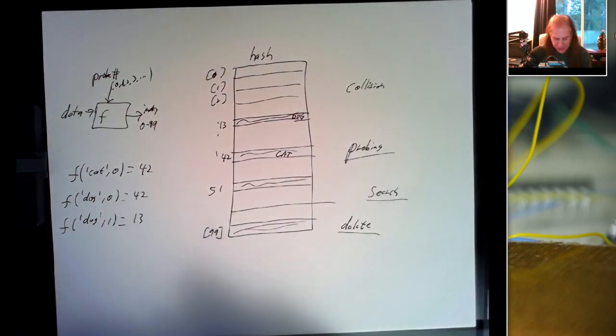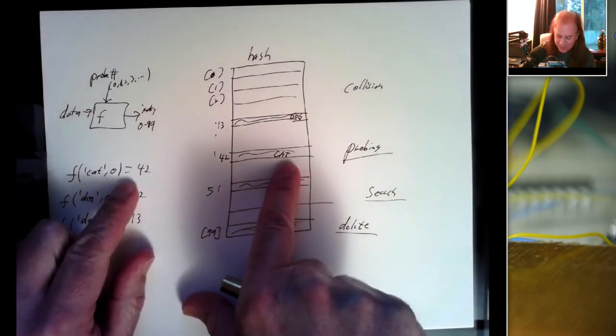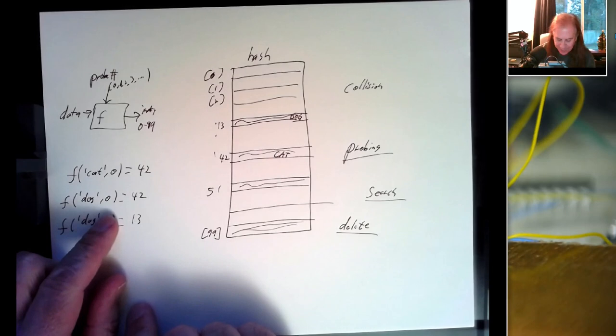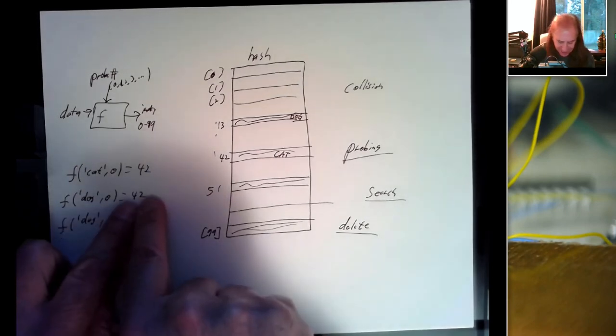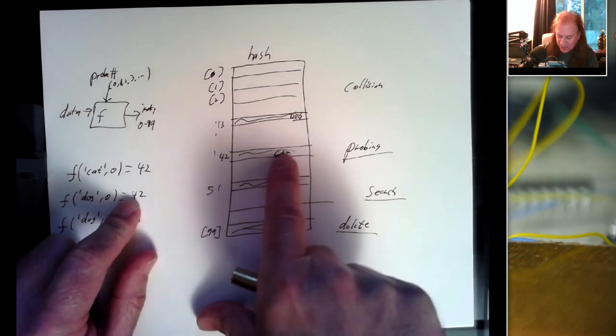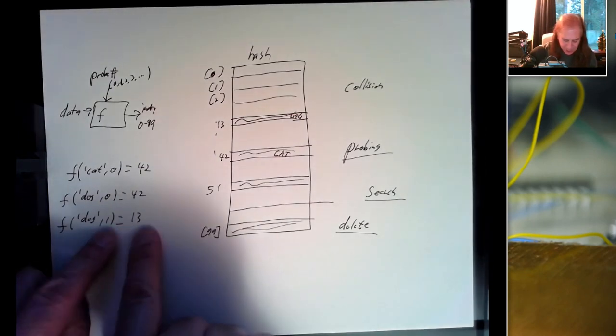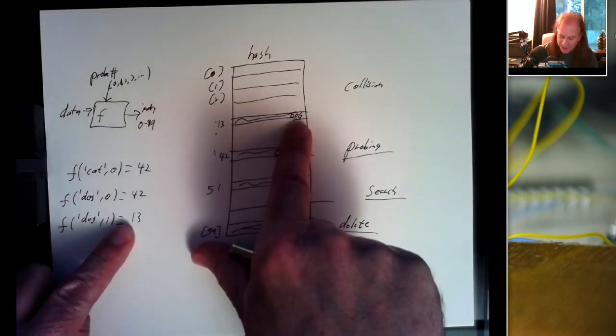Alright, so if I search for a cat, what do I do? I hash cat, get 42, look at 42, and there's the cat. Yep, that's in our data. If I look for a dog, I hash dog, I get location 42, I look, and the dog's not there, but something else is there. I might have gotten a collision when I stored the dog. Let's rehash. Rehash with a probe of 1, get a 13, and yep, there's my dog.